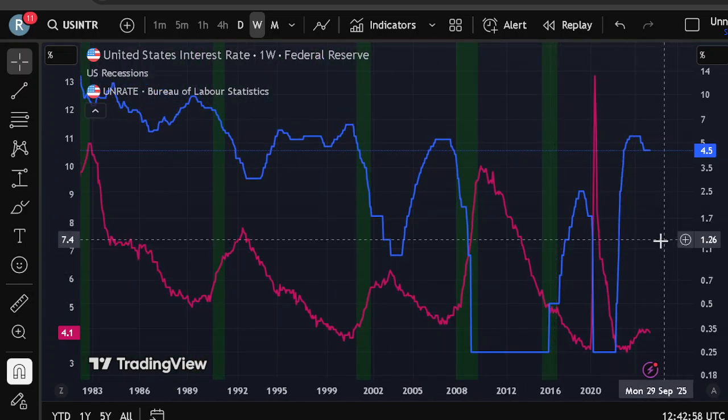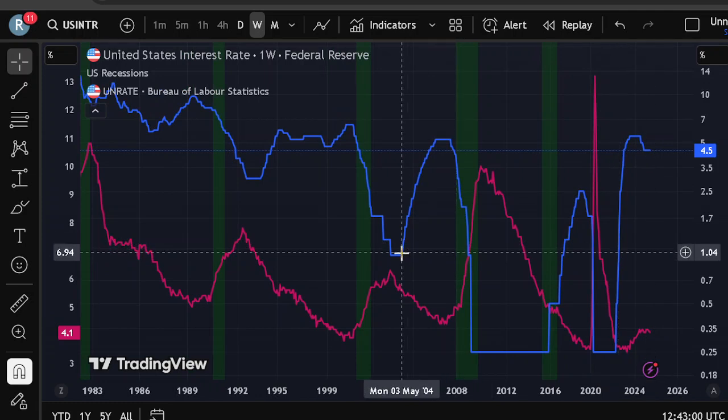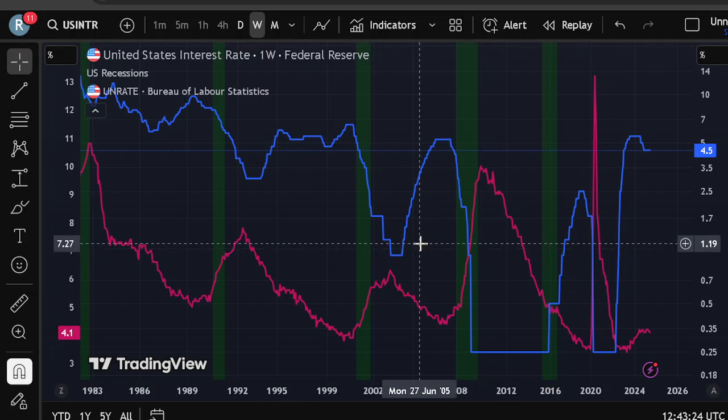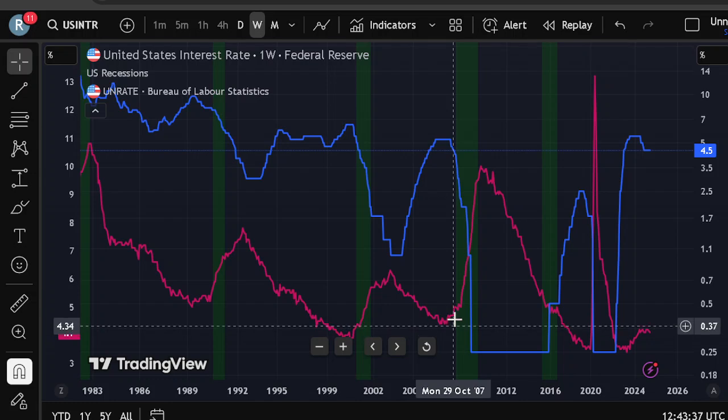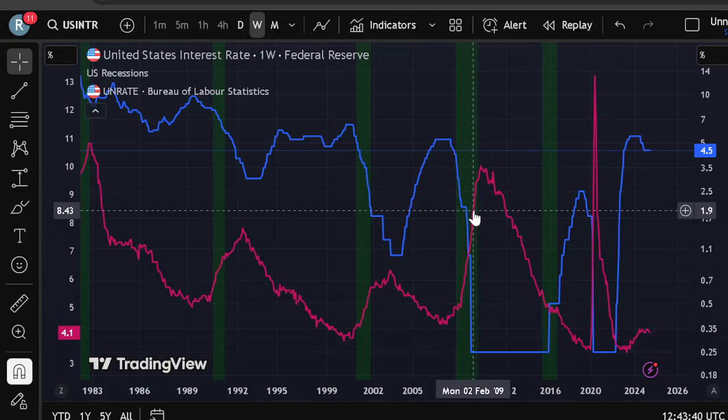And as you can see, every time when the interest rate went up, later the unemployment rate started to go up as well. So unemployment rate is a lagging indicator of the interest rates. And as you can see, US recessions usually occur when interest rates going down and unemployment rate is going up because of this lag.